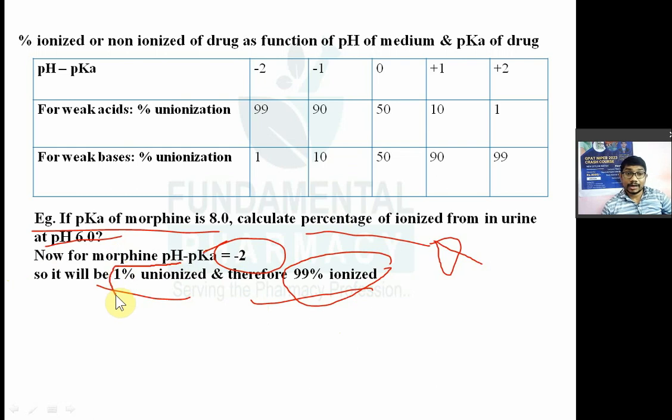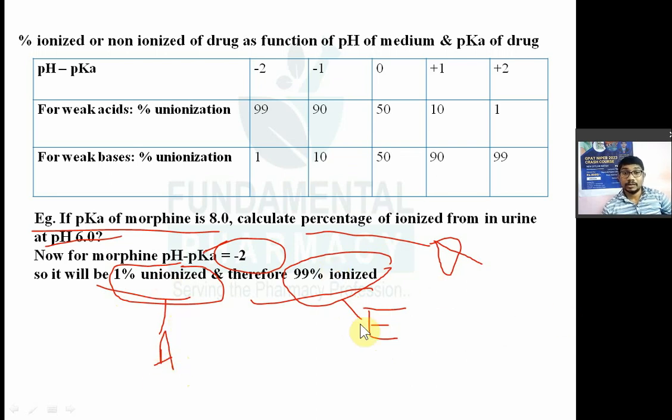So अगर उन्होंने if they have asked you calculate the percentage of drug excreted at the pH, so what will be your answer? So 99% drug will be ionized. And that's why this ionized form of drug is water soluble and it is excreted in the urine. So 99% drug will be excreted.